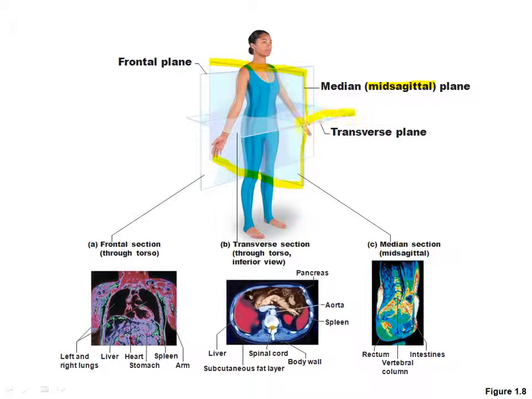If we cut the body along this plane, not straight, with this sheet of glass, we've cut the body into superior and inferior portions, top and bottom. This is the transverse plane. If we cut the body along this plane, we have cut the body into anterior and posterior, or ventral and dorsal regions, front and back. This is the frontal, sometimes known as the coronal plane.